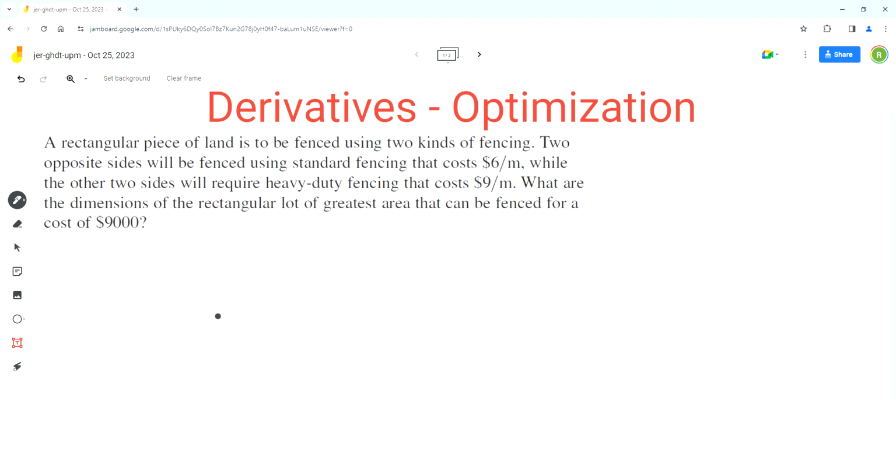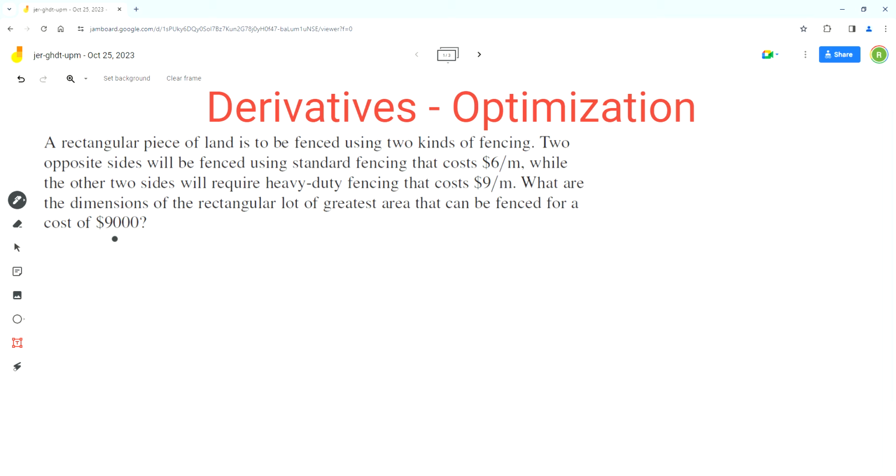So in this video, we'll solve this word problem using the concepts of derivatives. As per the problem, a rectangular piece of land is to be fenced using two kinds of fencing. Two opposite sides will be fenced using standard fencing that costs $6 per meter, while the other two sides will require heavy duty fencing that costs $9 per meter.